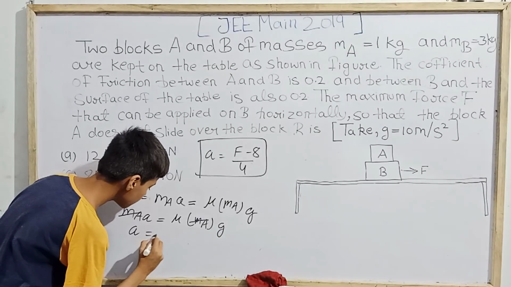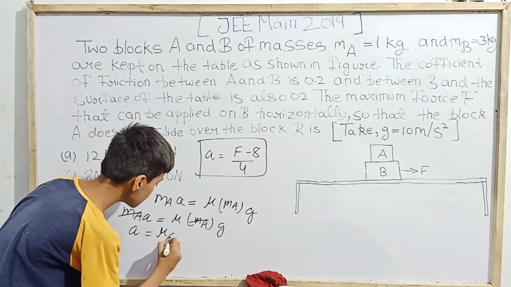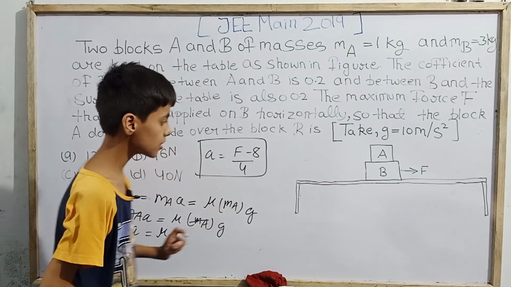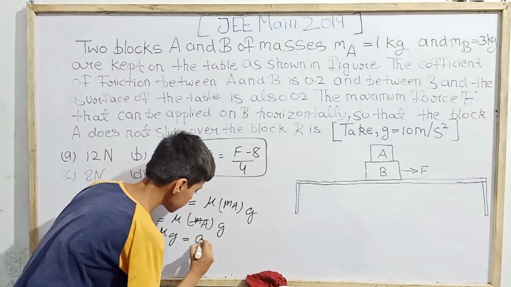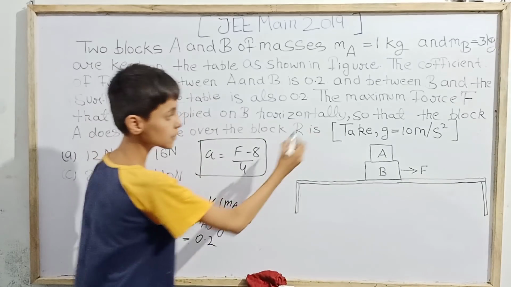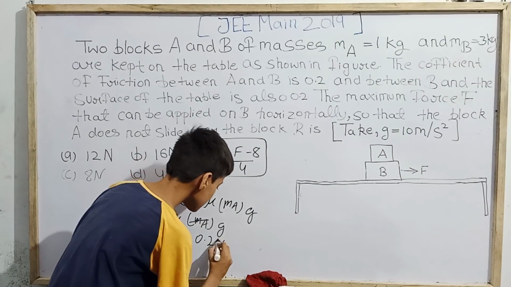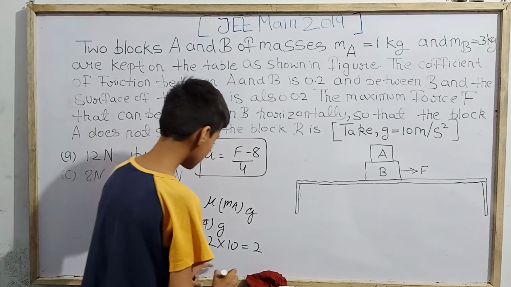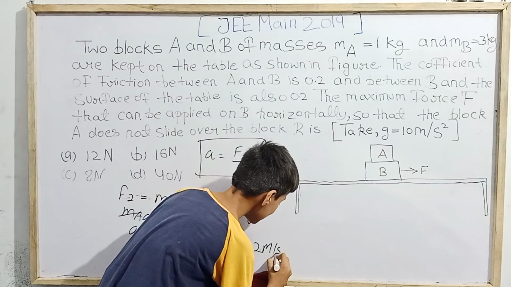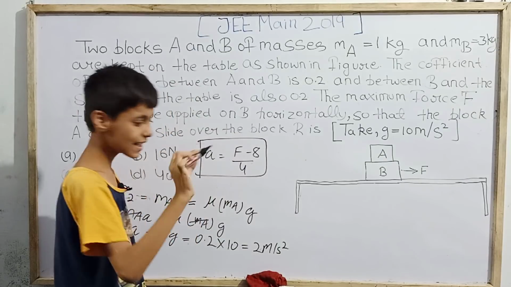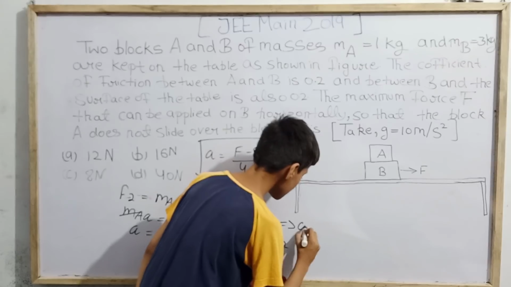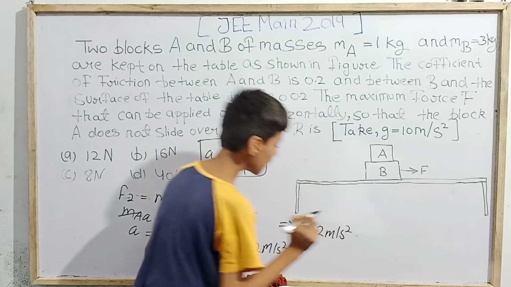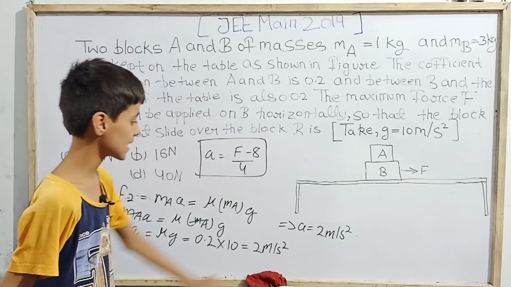So acceleration, what we got? Acceleration is mu g. Mu, the coefficient of friction between A and B, is 0.2. The g value we have to take is 10 meters per second squared. So 0.2 into 10 is 2, so 2 meters per second squared. Finally we got that the acceleration of the system is 2 meters per second squared.